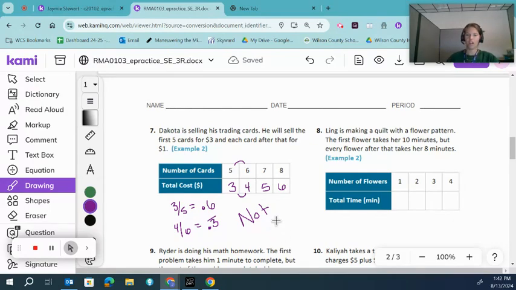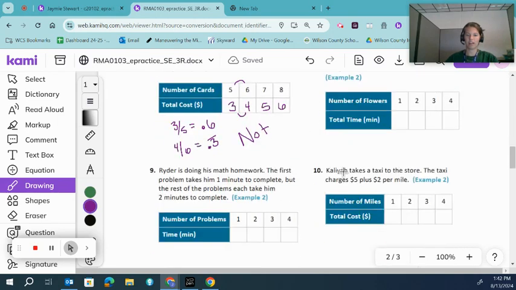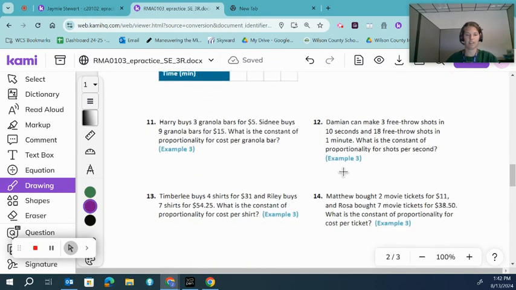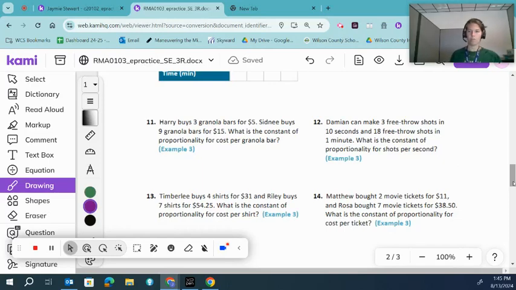Okay. All right, there are several more that you can take a look at there if you would like to. We're going to move on down to number 11. This is asking us about the constant of proportionality, okay? This is asking cost per granola bar.